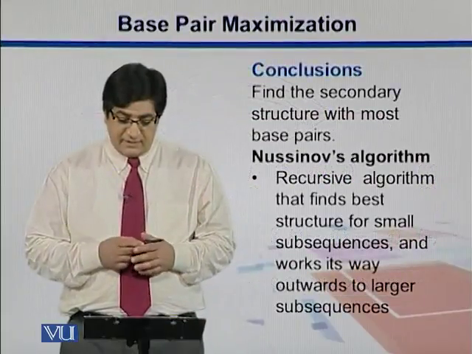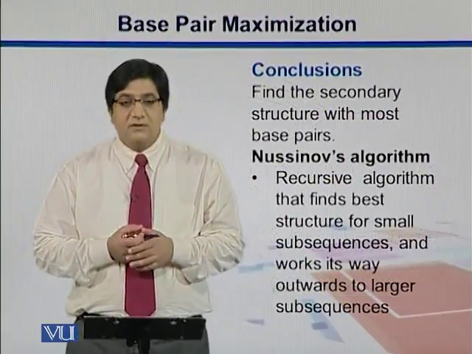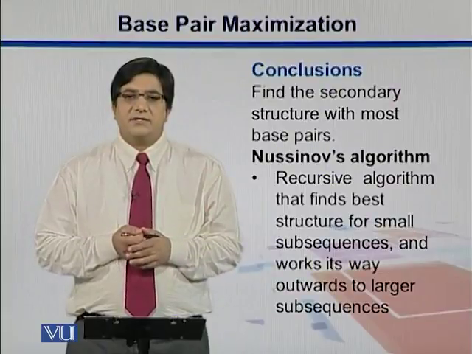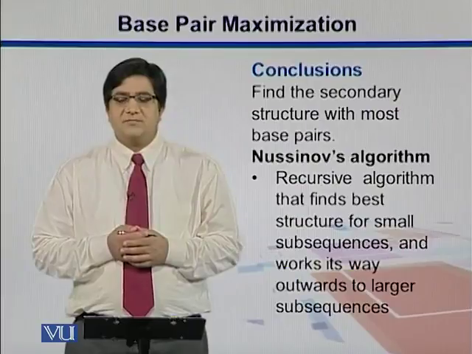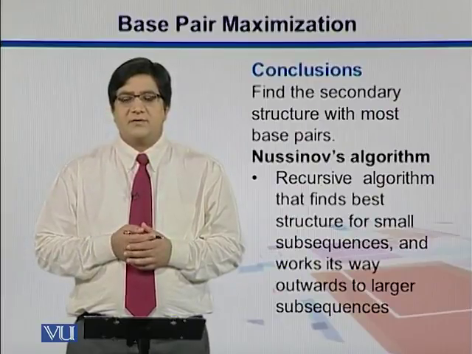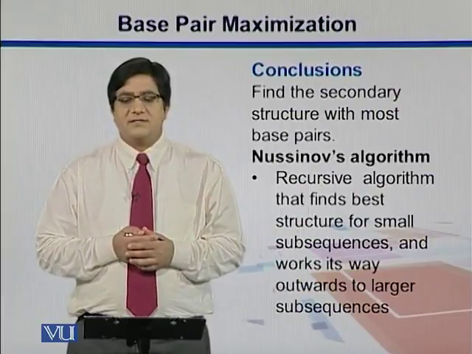So the idea in base pair maximization is that we can find a structure with the maximum number of bases paired with one another, and this has been implemented in the algorithm, which is a dynamic programming algorithm. We call it the Nussinov algorithm.